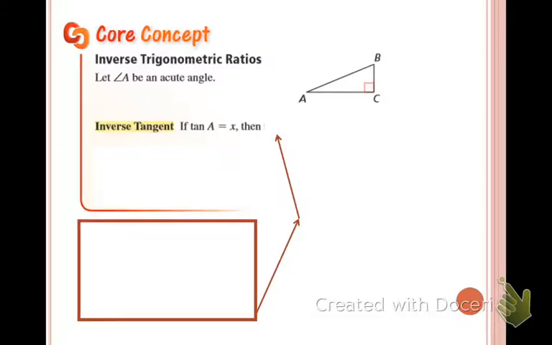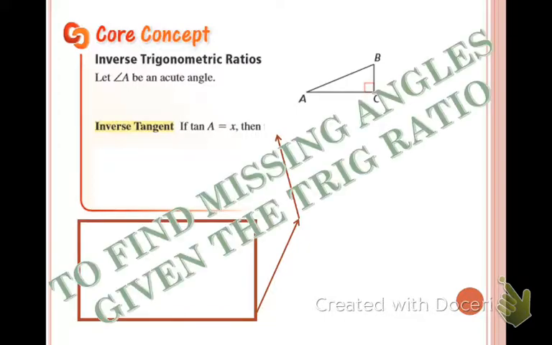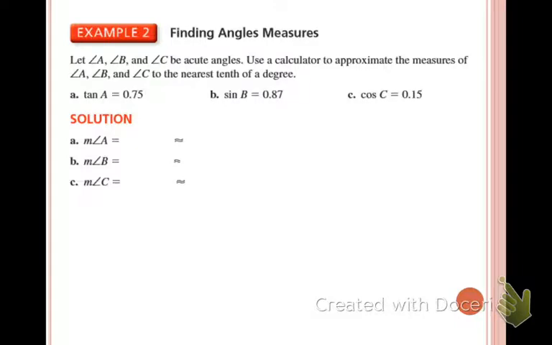So when do we use tangent to the negative 1 or cosine to the negative 1? To find an angle. So I'd write that at the top if you don't remember. To find missing angles, you're going to use the inverse. So again, it looks like sine negative 1, cosine negative 1, tangent negative 1. Will you ever use it to find the measure of a side length? No. Just an angle.